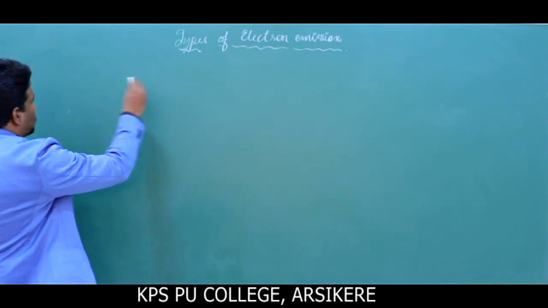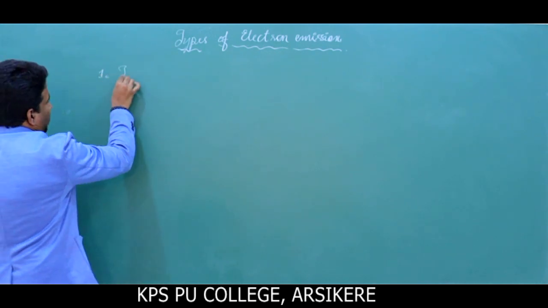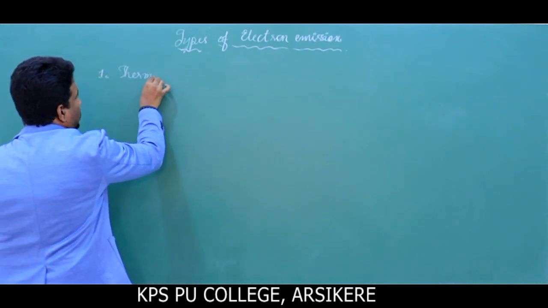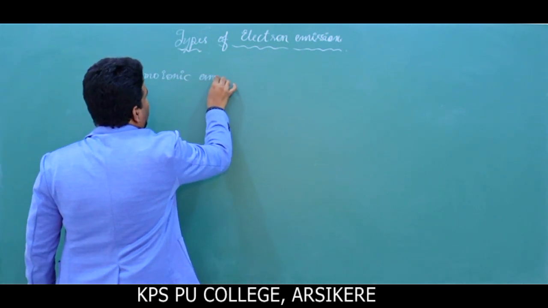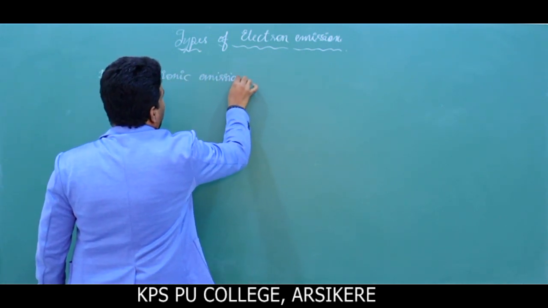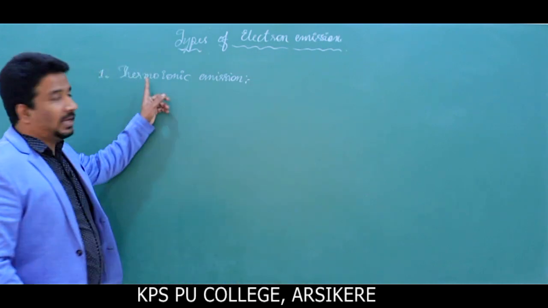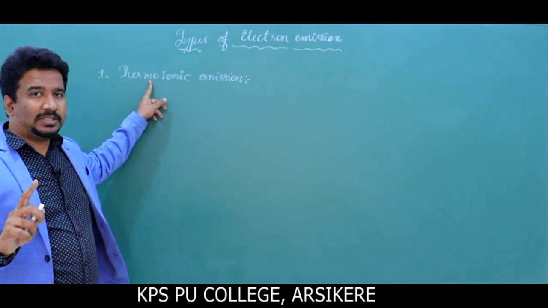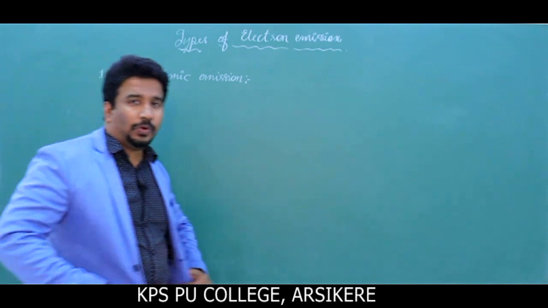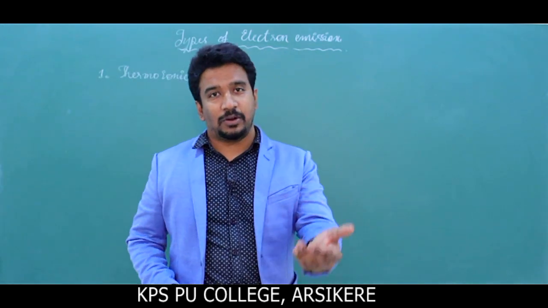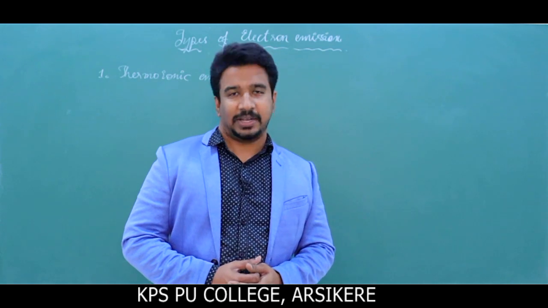Look here. First one is thermo-ionic emission. Sir, what is this thermo-ionic emission? Look here. Thermo means heat. By using heat energy, we are going to take out the electrons from the metal surface.